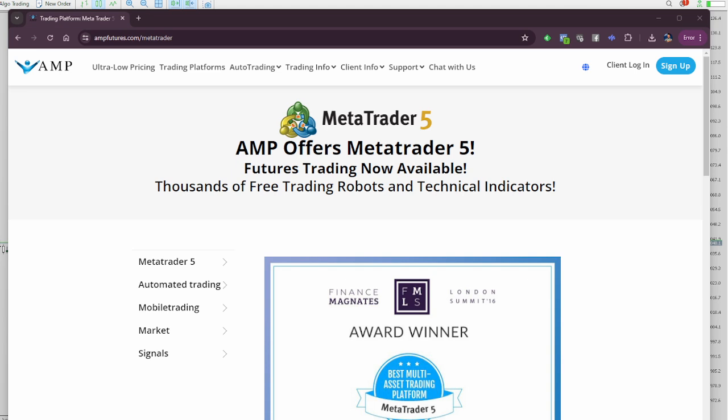AMP Futures is now also offering MetaTrader 5. So if you've never traded futures before, you can now trade it in MetaTrader. There was a big deal a few months ago where MetaTrader was pulling out of all the brokers in the US with Forex, so you weren't able to trade gold or any of the indices or anything like that.